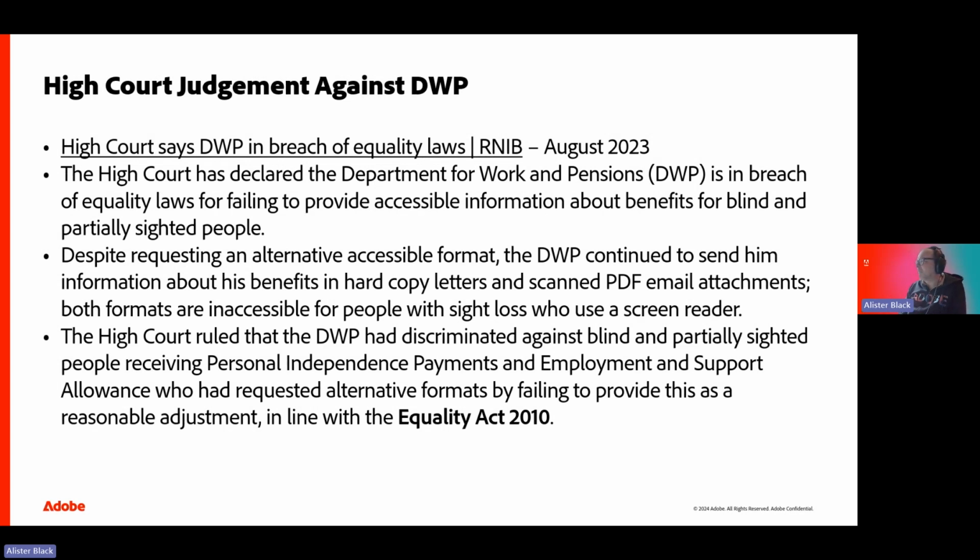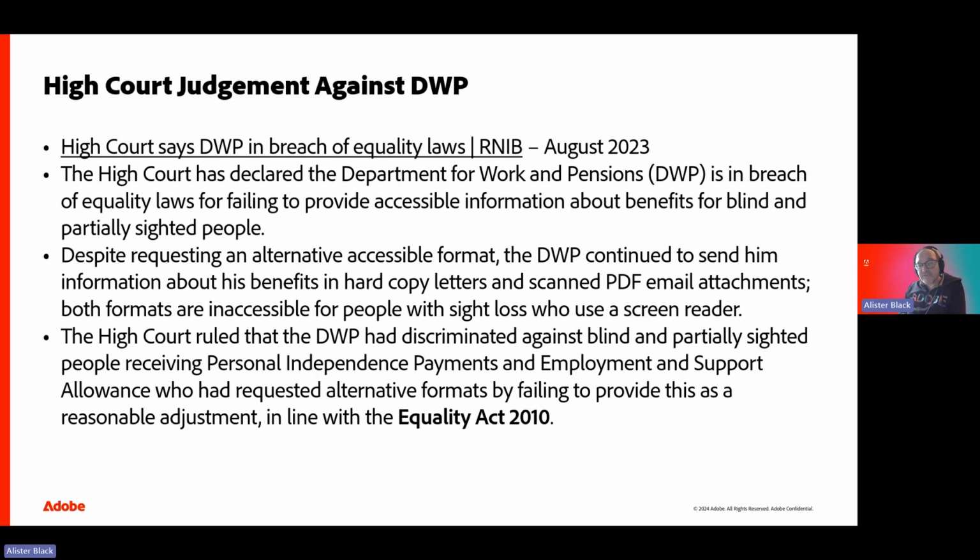I'm just going to give a little example of how some of this is enacted in law. Now, this is an example that doesn't come from the two bits of legislation I've already mentioned, but comes from another one, which is the Equality Act. This wasn't against a university, but against the Department for Work and Pensions. So in 2023, the High Court declared the DWP in breach of equality laws for failing to provide accessible information about benefits for blind and partially sighted people.